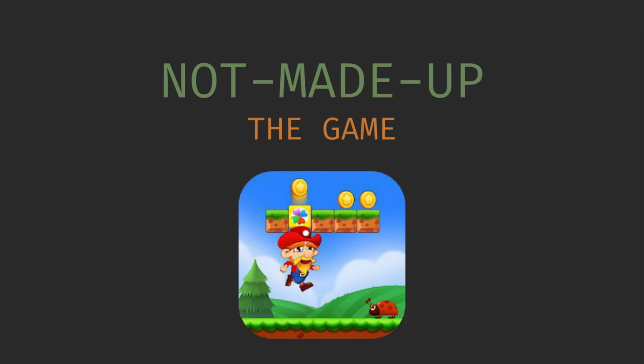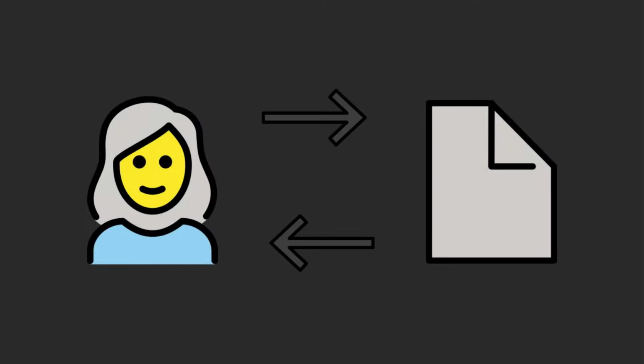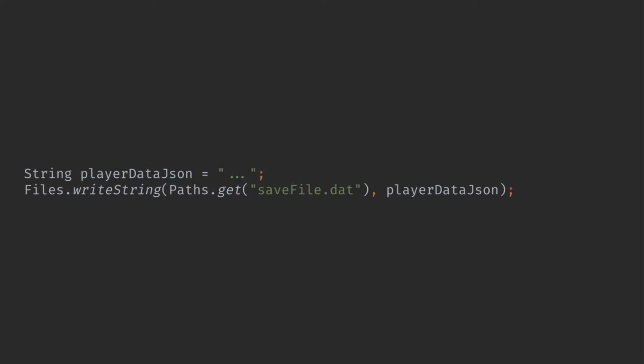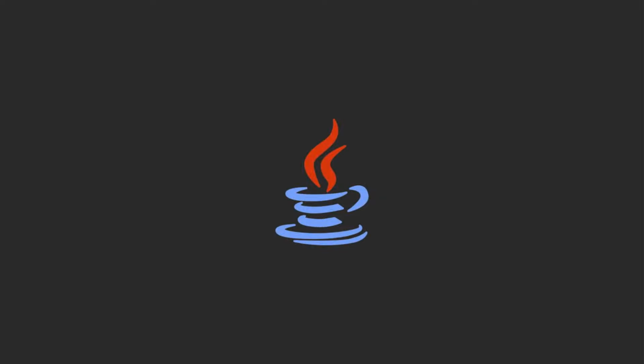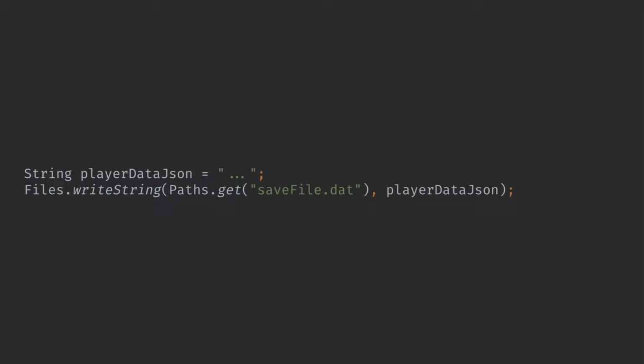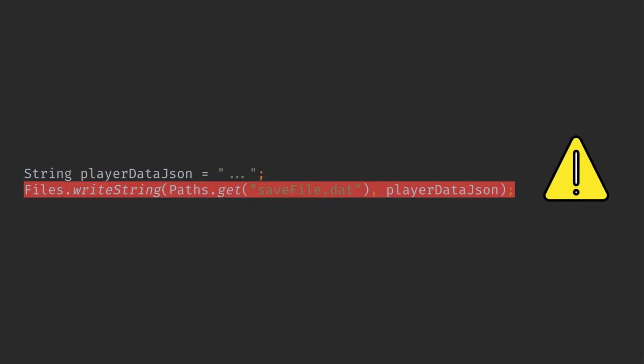In my not made up game, I need to read and write the player save data to a file. Whenever I try to interact with Java's I/O API, such as Files.writeString, I get these squiggly lines below the method call. This is the compiler telling me that I need to handle a checked exception. This kind of exception is detected during compile time, so when writing our code, we know that a problem can happen here and we need to do something about it.